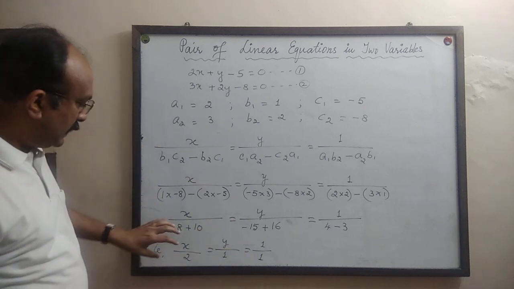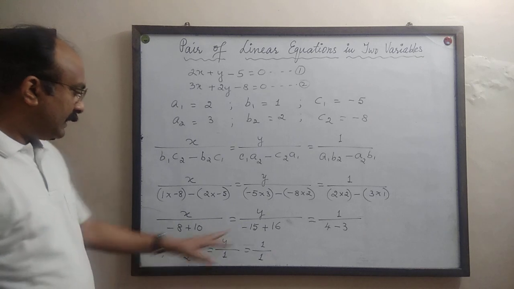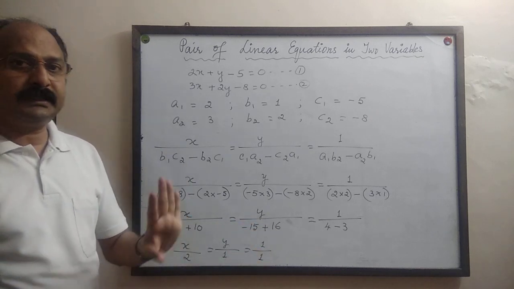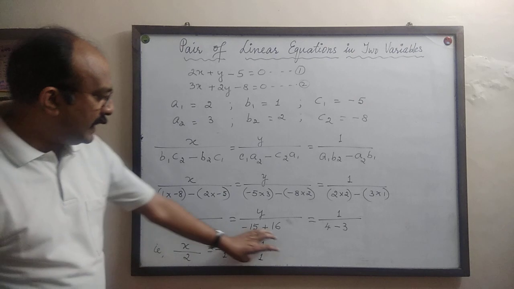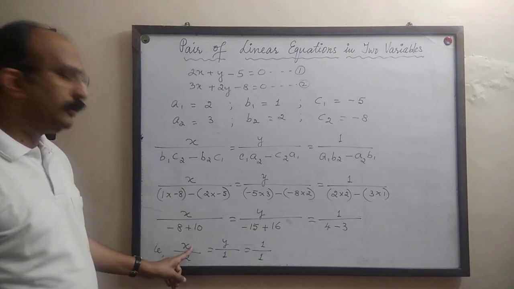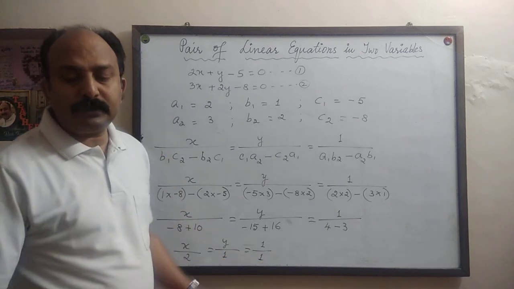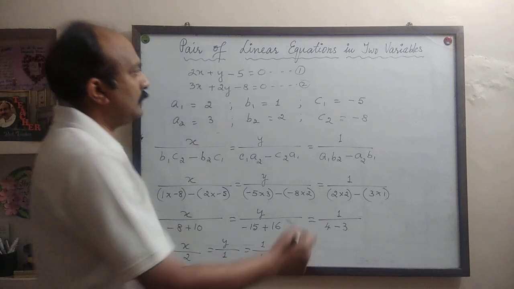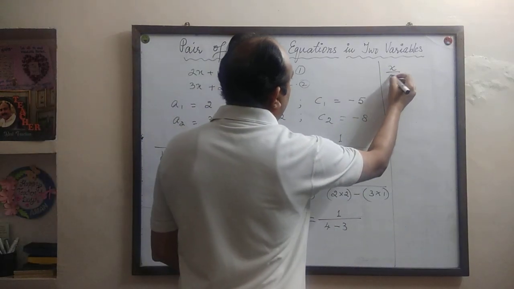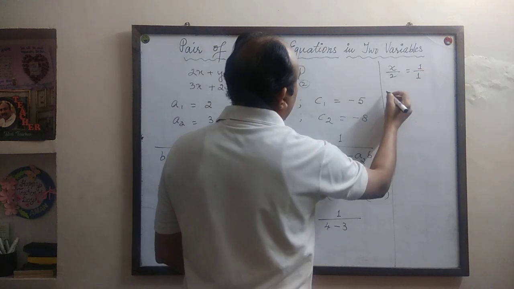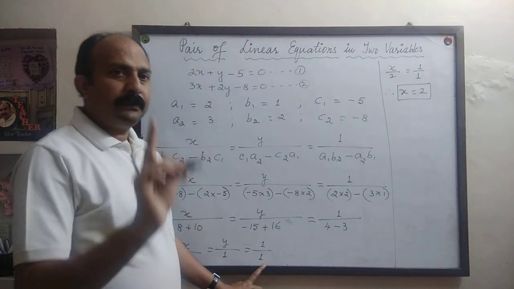Now, we will take the first term, that is x term, and the last term, constant term. The last term is always constant. There is no x and y in the last term. So, after reaching this simplest step, we will take first and last and cross multiply, we will get the value of x. In order to get the value of y, we will take the second one and the last one and cross multiply, you will get the value of y. So, taking the first and last, x upon 2 equal to 1 upon 1 and cross multiply, therefore x is equal to 2. So, we got the value of x.